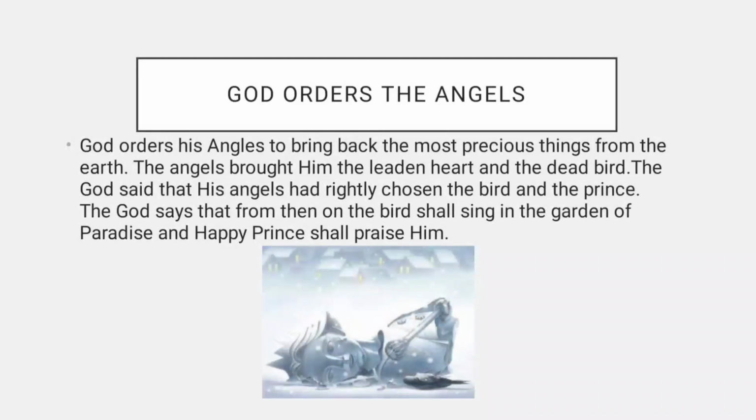God ordered his angels to bring back the most precious things from the earth. The angel brought him the leaden heart and the dead bird. God said that his angel had rightly chosen the bird and the prince. God says, from then on the bird shall sing in the garden of paradise, and the Happy Prince shall praise him. So this is the wonderful story of the Happy Prince.